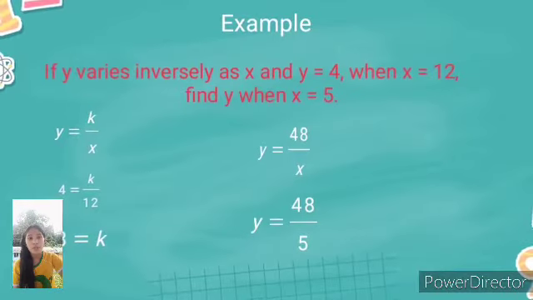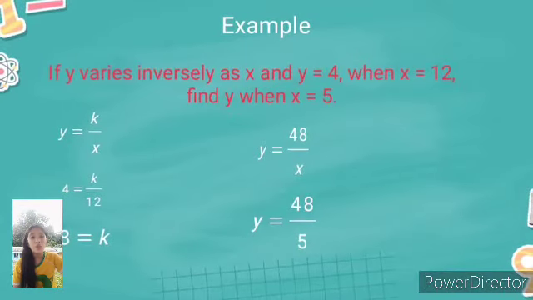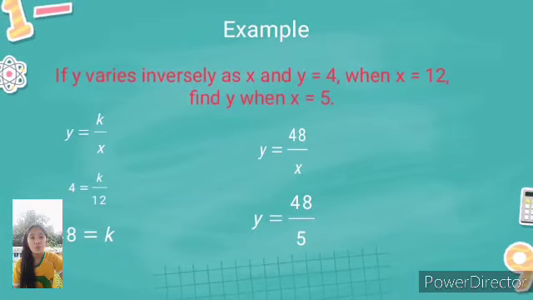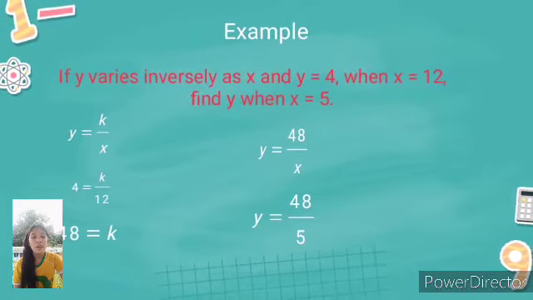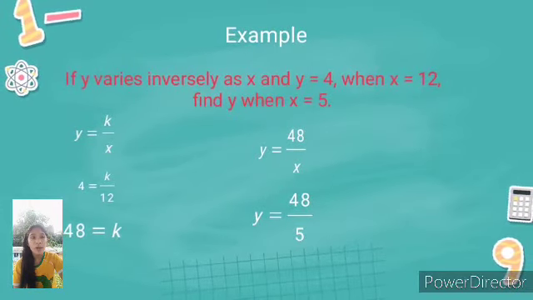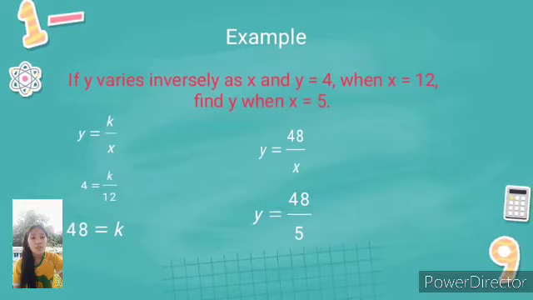Example: if y varies inversely as x and y equals 4 when x is 12, find y when x is equal to 5. Y is equal to k over x. 4 is equal to k over 12. 48 equals k. Y equals 48 over x. Y is equal to 48 over 5.